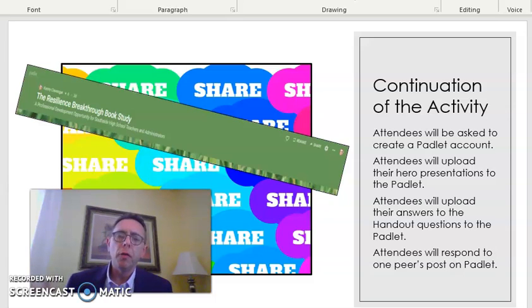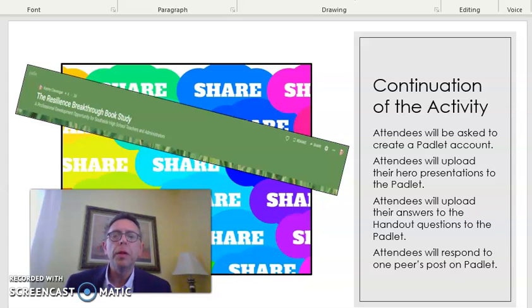But for this book study, the Resilience Breakthrough book study, we have a Padlet already created that each of the teachers would need to log into, and they would then upload their hero presentations so that everyone could see them. The presentations themselves only went to the people who were also in their PLC group, but by putting them on the Padlet, all of the teachers in our school would be able to see all of these presentations, and they'd be able to share them in an asynchronous kind of way.